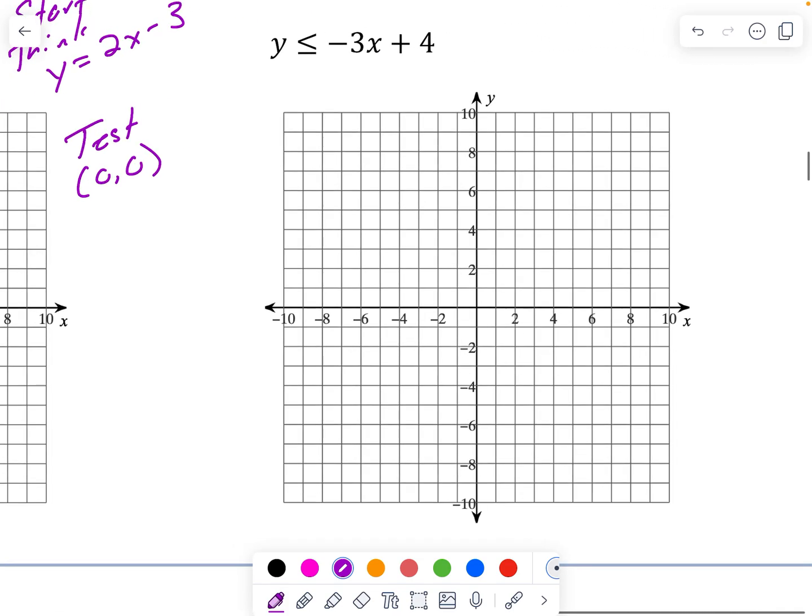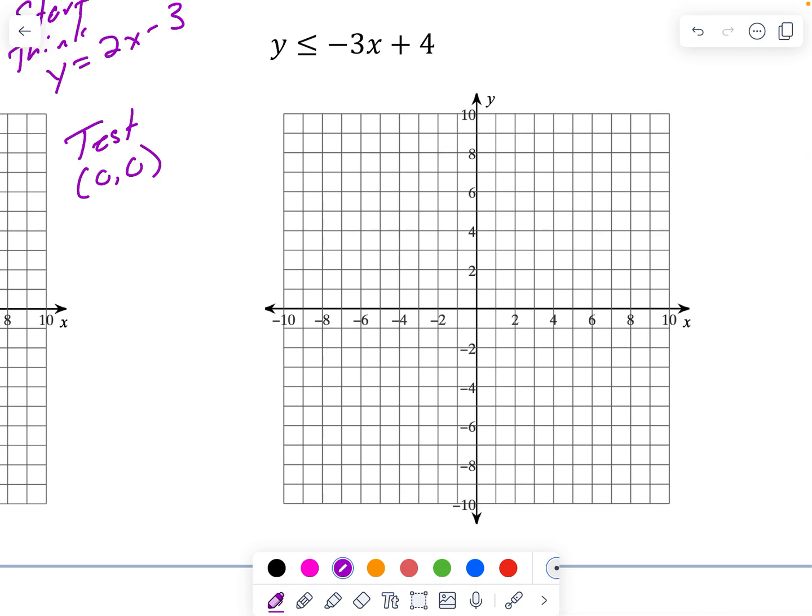Let's take a look at another example. For this one, initially we're going to graph y equals negative 3x plus 4. So that is a y-intercept of 4. Slope of negative 3 means down 3 over 1, down 3 over 1, up 3 over 1, and so forth.